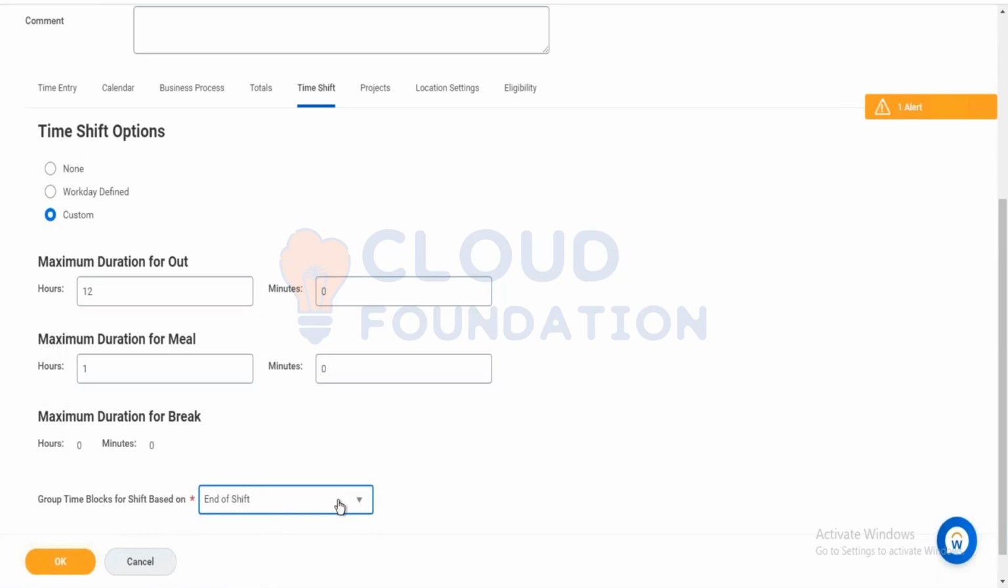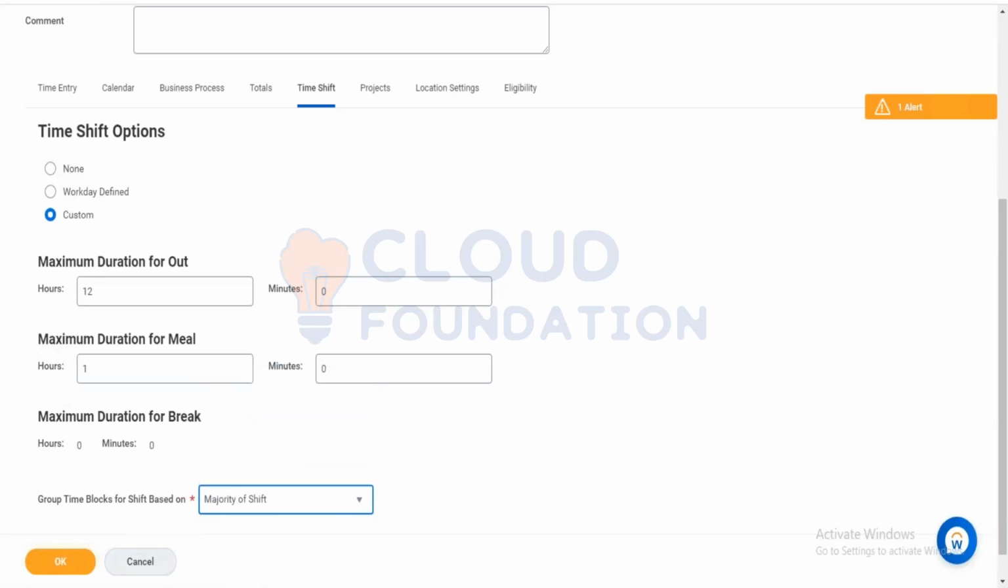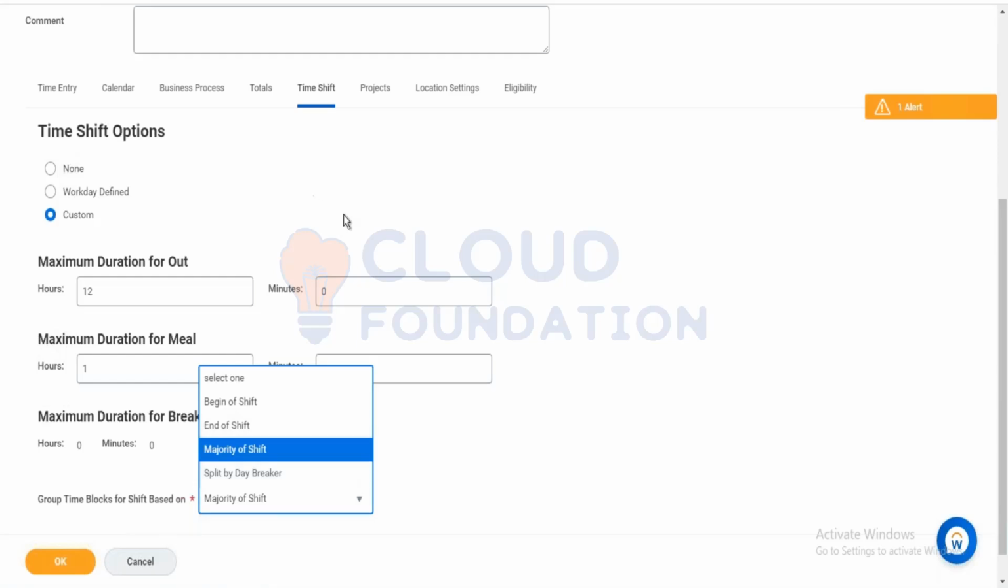How is it significant? I'll give you one good example. Majority of the shift: where the weightage is more, where the block quantity is more, based on that, the calculation would work. All right. These are the four options.